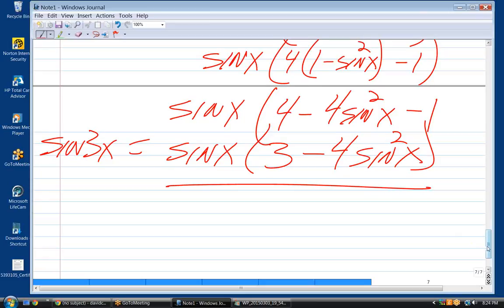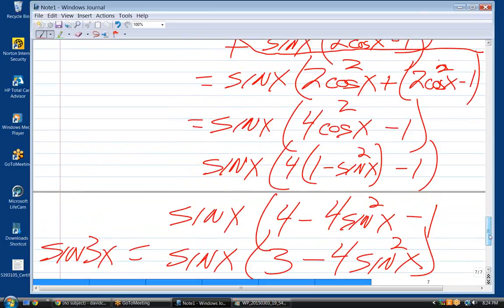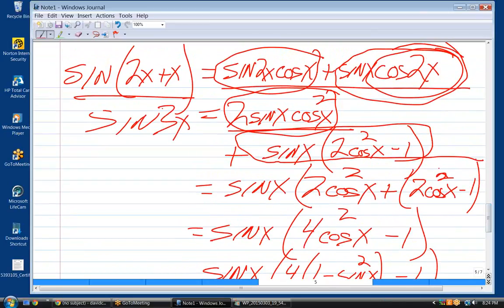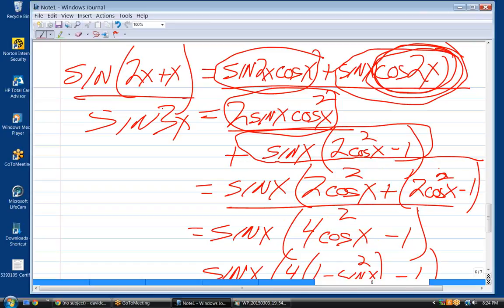And actually, if I'd have used the other identity for cosine of 2x, I would have saved myself a step. In other words, when I substitute for this cosine of 2x, and I used 2 cosine squared x minus 1, I'd have been better off using the 1 minus 2 sine squared x. Then I wouldn't have had to resubstitute it once I get to this step here. I'd have been in sine squared already. I would have saved myself at least one step if I'd have used the other identity.